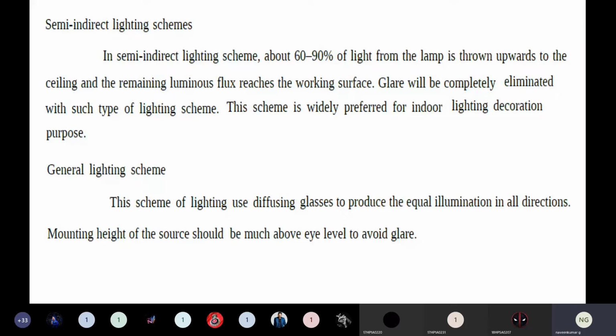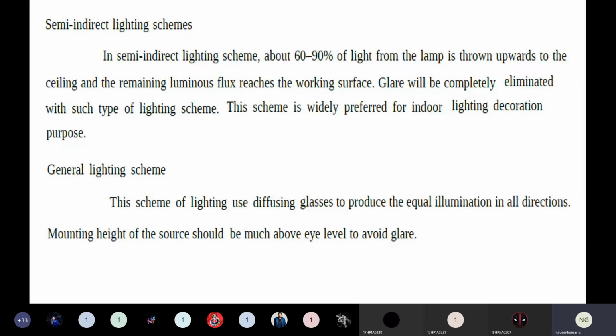So the next type of lighting scheme you are observing is the semi-indirect lighting scheme. In the semi-indirect lighting scheme, 60 to 90% of the light from the lamp is thrown upwards to the ceiling. This is exactly opposite to the semi-direct lighting scheme, which you have seen already. The remaining luminous flux reaches the working surface.